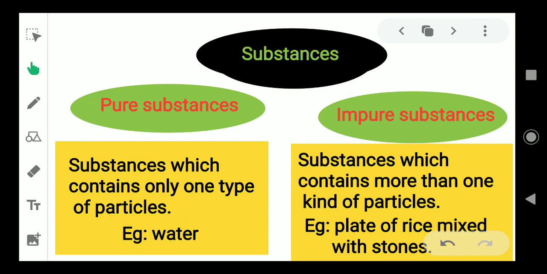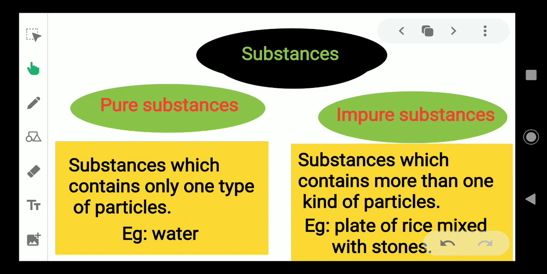Substances are divided into two types. They are pure substances and impure substances. Pure substances means substances which contain only one type of particles. Those substances which contain only one kind of particle are called pure substances. That means no impurities are present in such substances. An example of a pure substance is pure water.